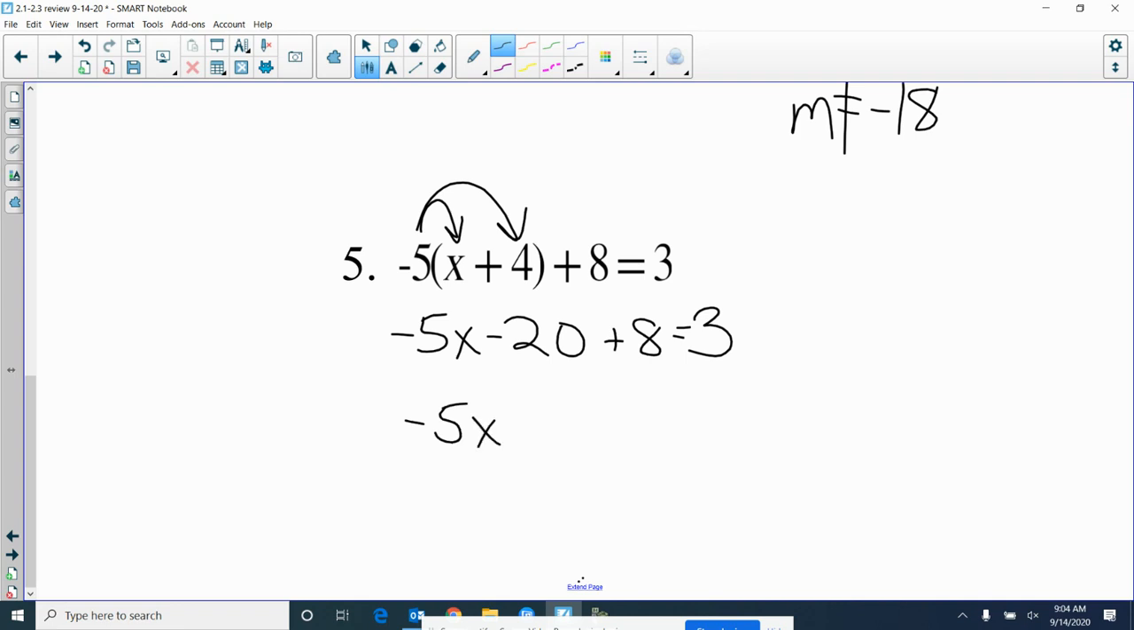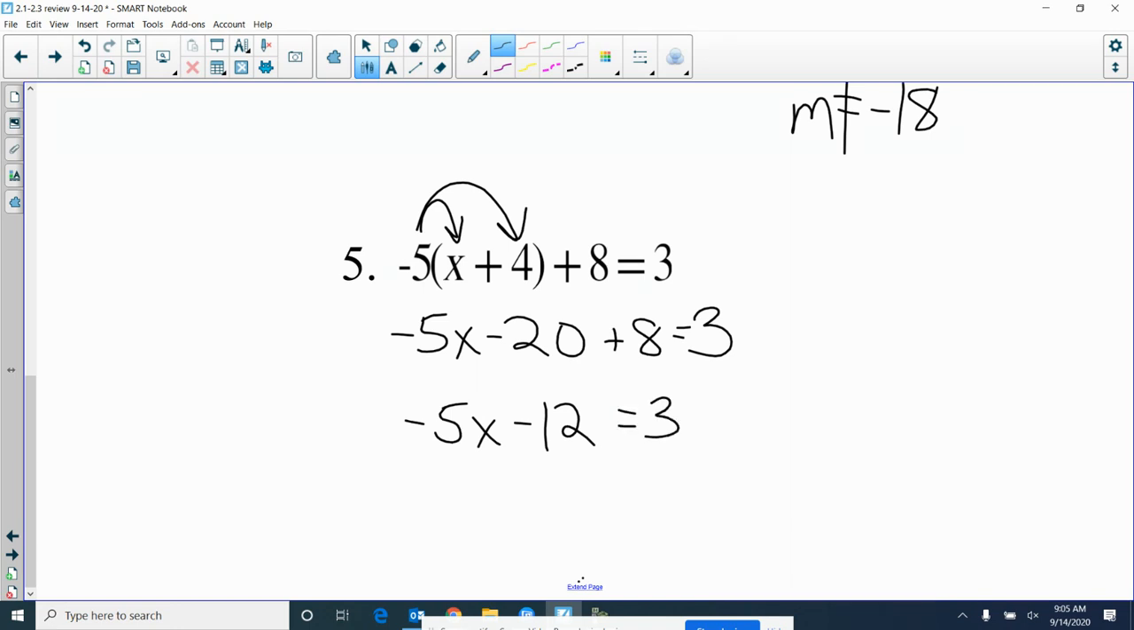Equals, or negative 5x minus 12. Good. It's going to be minus 12. Okay, so I just treat this as negative 20 plus 8. It's negative 12, but it's going to be a minus sign. We have to understand those are interchangeable. And then equals 3. Go ahead.